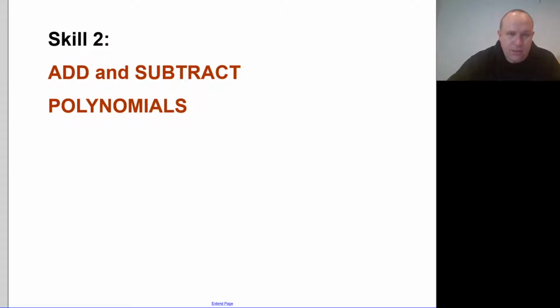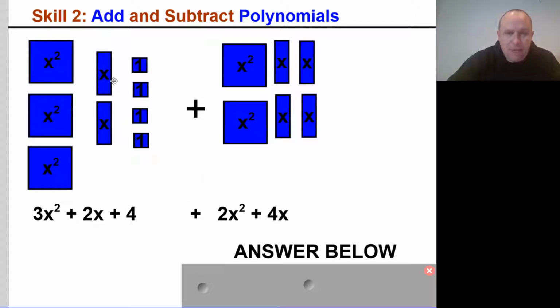Second skill is to add and subtract polynomials like you did last lesson. Often they'll give you the picture and often they'll give you the question underneath.